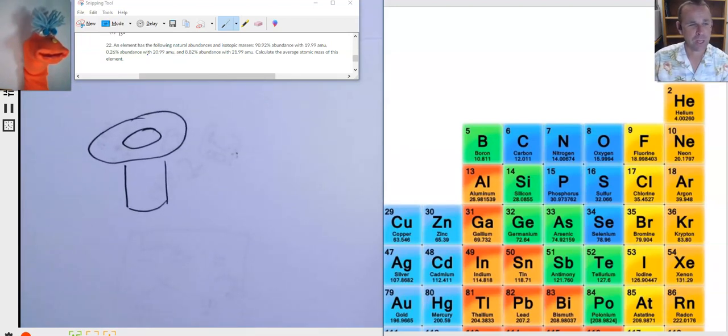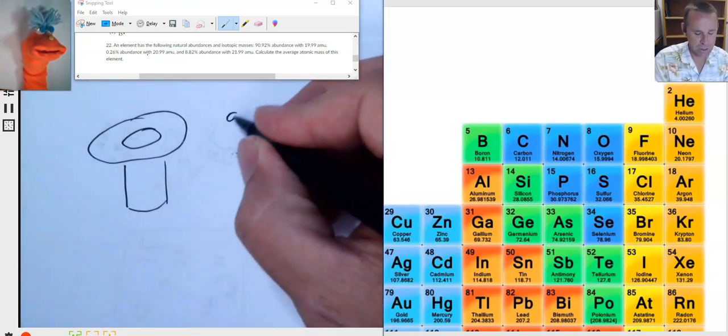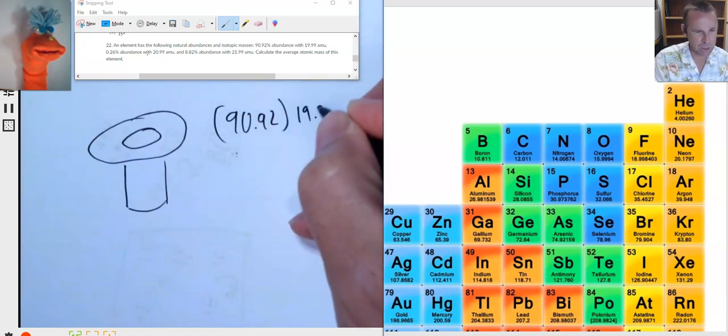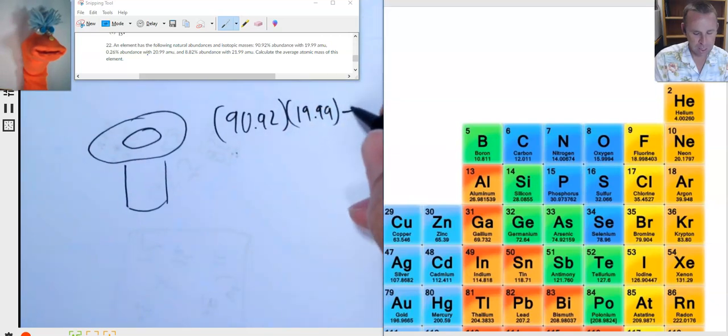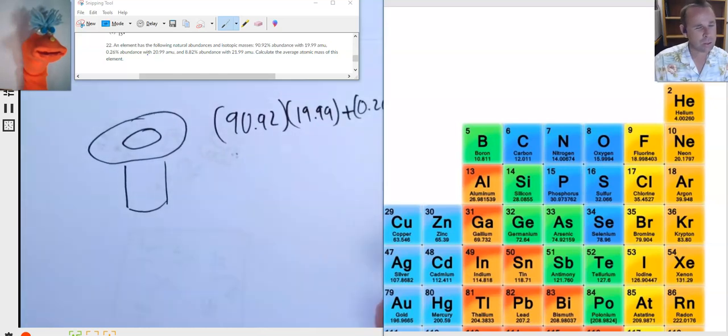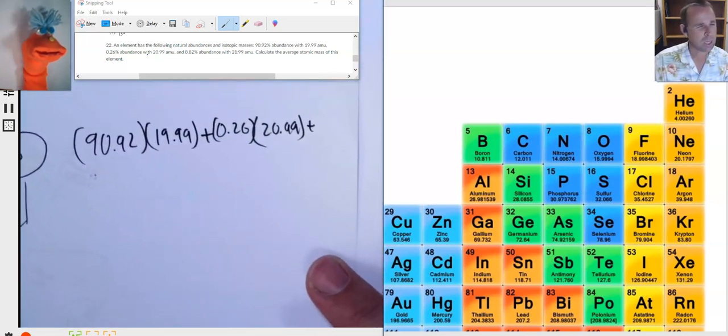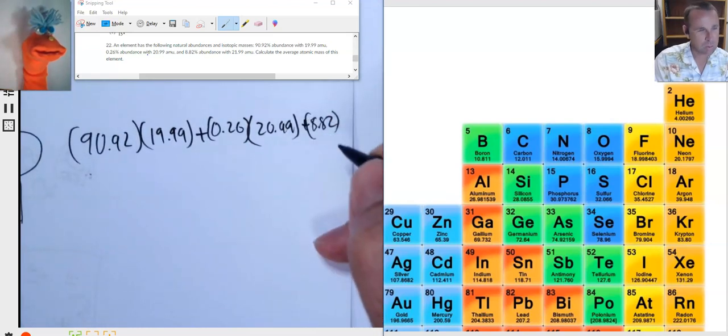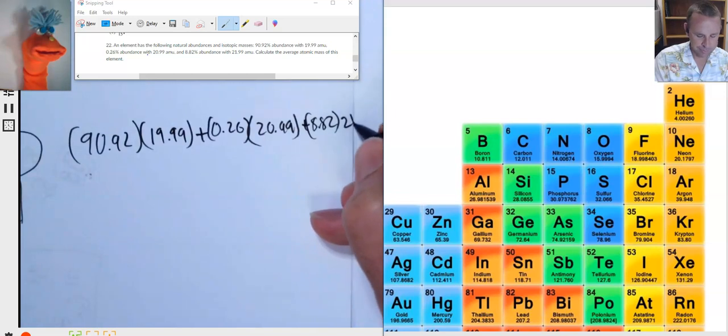All right? So the way that we determine this is we have to take the percentage, 90.92, times the mass, 19.99, and then add that to the 0.26 times 20.99, and then add that to, oh no, we're running out of space, 8.82 times 21.99.